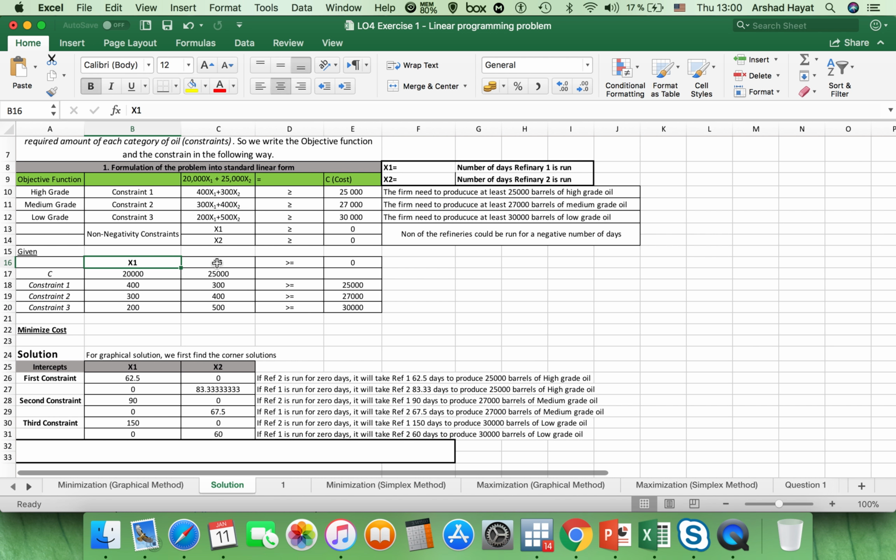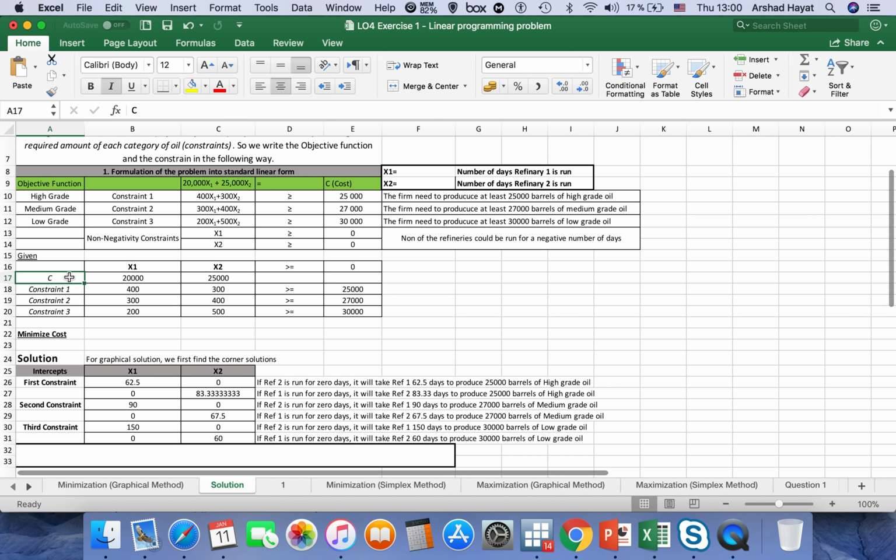So this is x1, x2. This is the constraint. This is the objective function. The objective function is 20,000 times x1 plus 25,000 x2. So we simply write it as 20,000 multiplied by x1, 25,000 multiplied by x2. Now we have also written this way that x1 and x2 must be greater than or equal to 0. So this simply meets our non-negativity constraints.